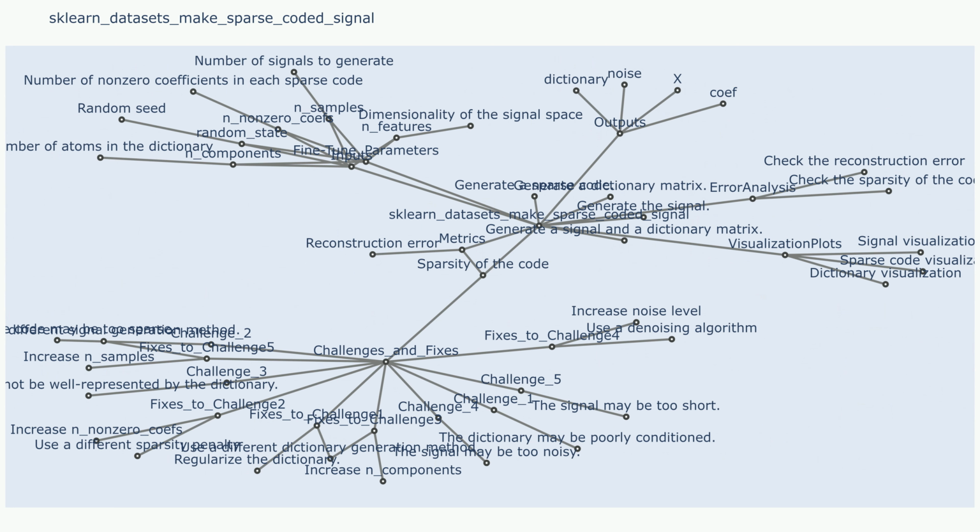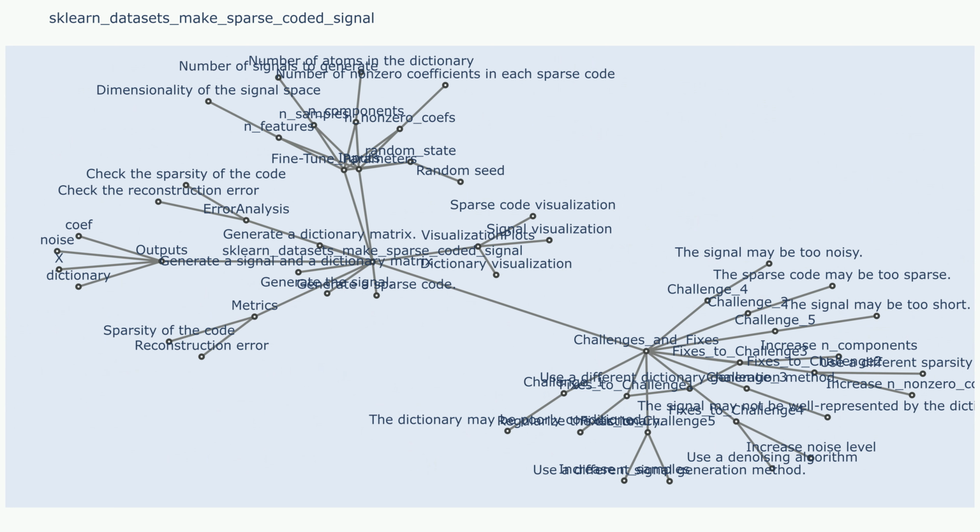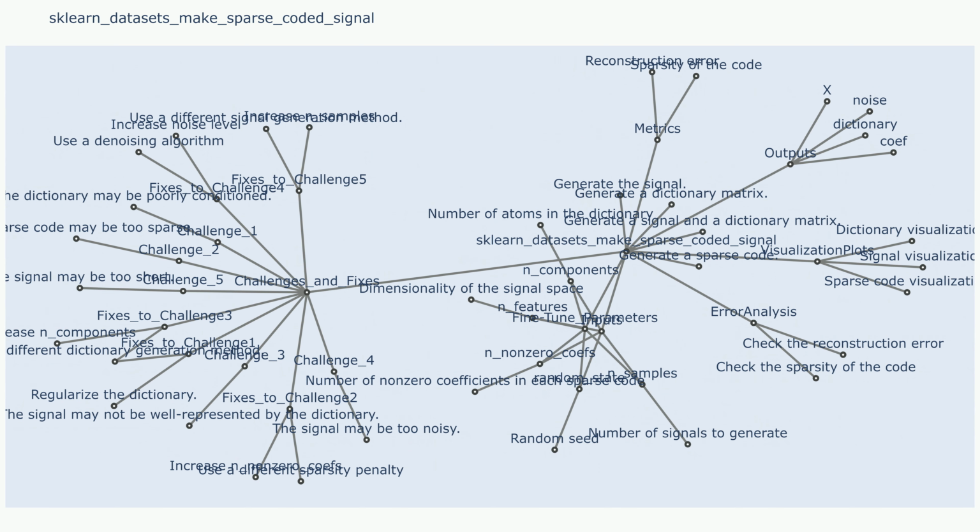Fine-tune parameters. n_components, the number of dictionary elements: increasing this value may lead to a more accurate representation of the signals, but it may also increase computational complexity. n_nonzero_coefs, the number of non-zero coefficients in the sparse code: increasing this value may lead to a more complex representation of the signals, but it may also increase the difficulty of finding a sparse solution.